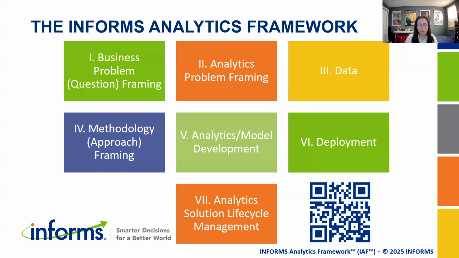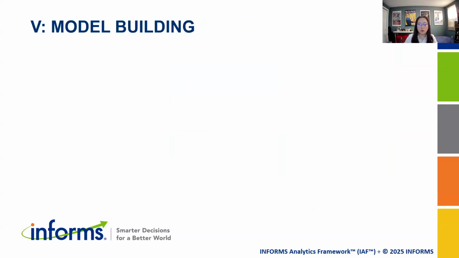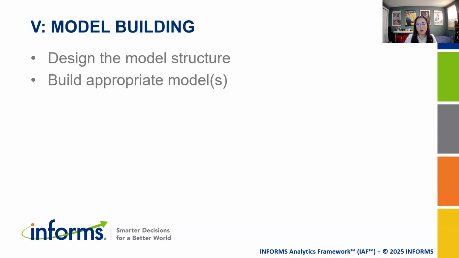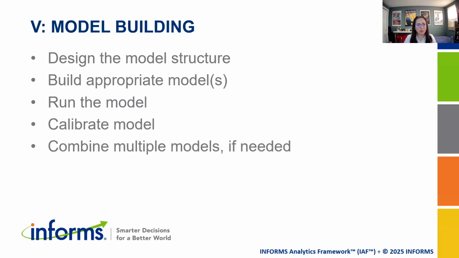So now that we've got the method problem, let's put it all together. Let's start building our models. So in building the models, we are designing the model structure, we're building the appropriate models, we're running the models and calibrating them, and then combining multiple models. And in my experience, usually it's multiple models that we are combining. I've very rarely had situations where it's a single model. And then document. Again, we're going to document things, but this is really the fun stuff.